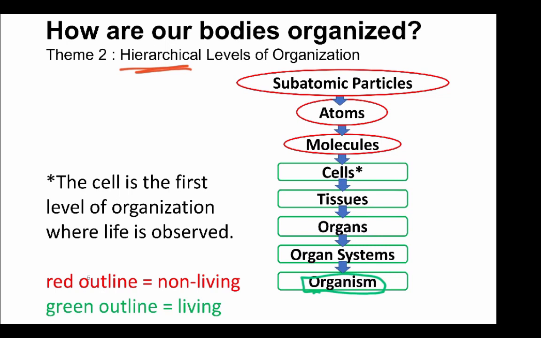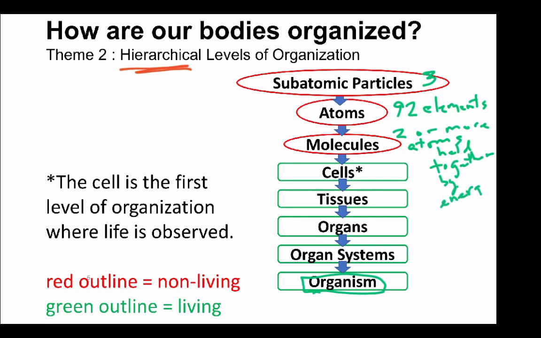All right, so let's go back to the smallest pieces. Subatomic particles, of which there are only three, make up the 92 different naturally occurring types of atoms, which are called elements. Atoms are combined into molecules, and the definition of a molecule is two or more atoms held together by energy. Molecules are organized into progressively larger molecules, and then eventually into cells.